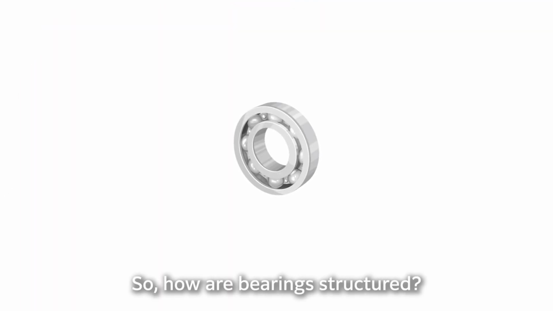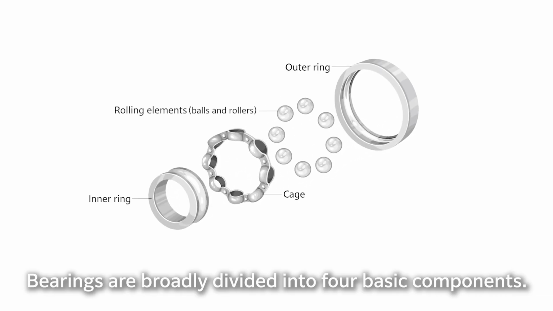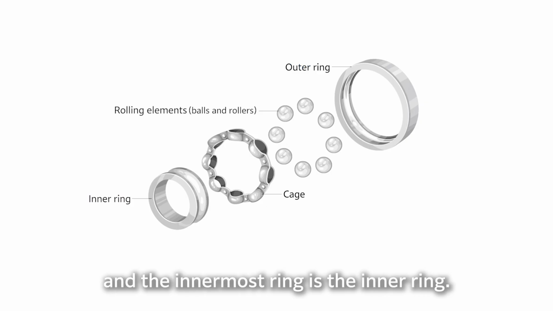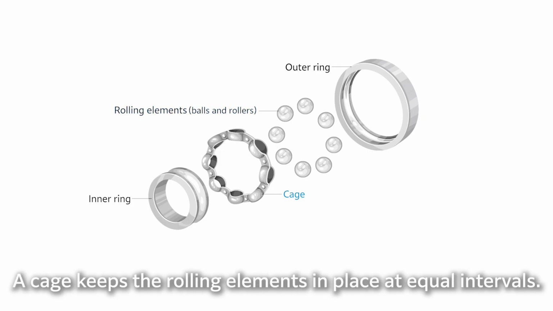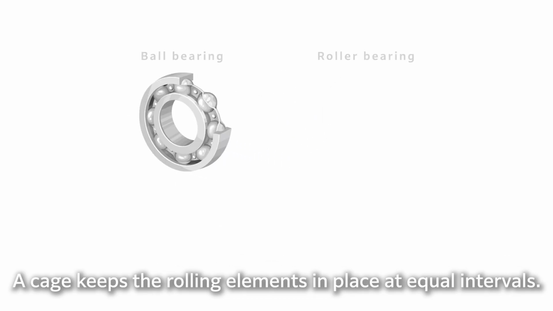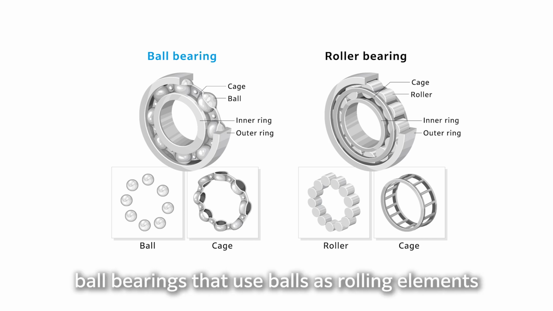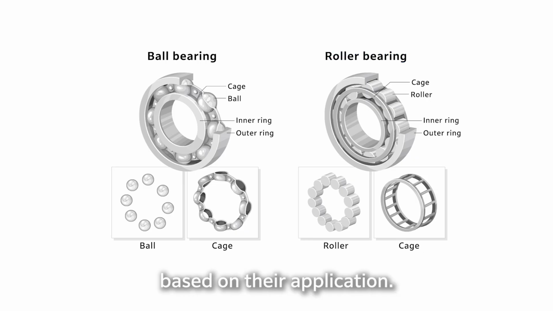So, how are bearings structured? Bearings are broadly divided into 4 basic components. The outermost ring is the outer ring, and the innermost ring is the inner ring. Between these rings are the rolling elements that rotate. A cage keeps the rolling elements in place at equal intervals. In addition, bearings are classified as ball bearings that use balls as rolling elements and roller bearings that use rollers as rolling elements based on their application.